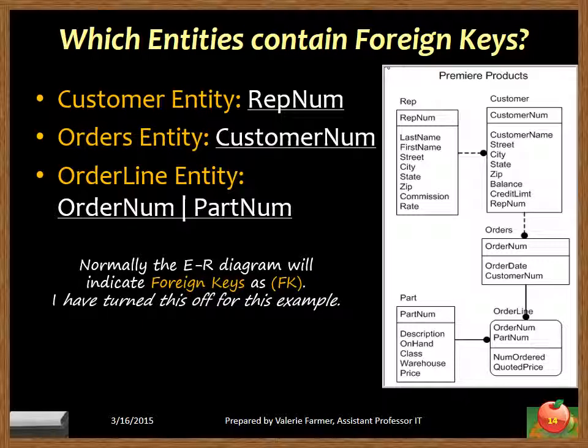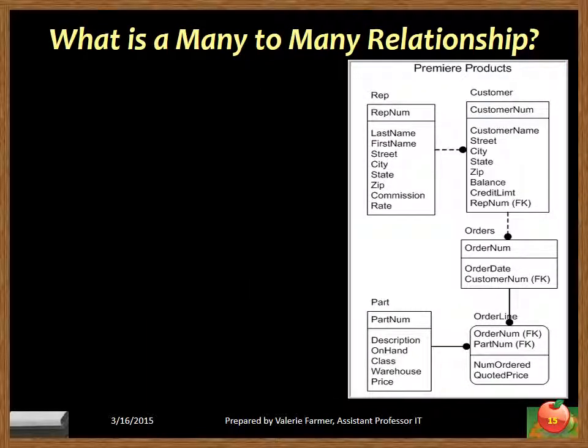Normally, the ER diagram will indicate foreign keys as parentheses FK parentheses. I have turned this off for this example, but from this point on in the presentation, you will see the foreign key indicated.